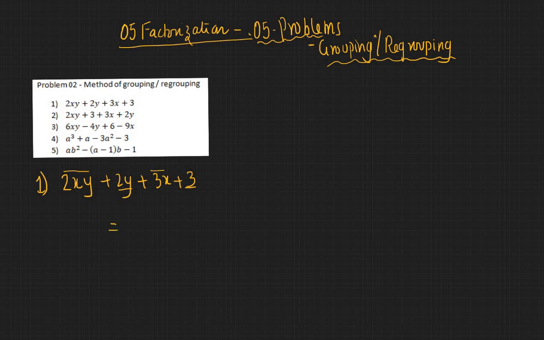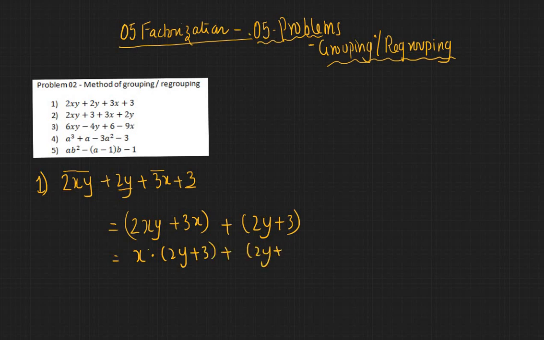So this is stage 1. You group some terms that can help you to regroup later: 2xy plus 3x, plus 2y plus 3. Or in other words, you can write it as x into 2y plus 3, plus 2y plus 3, and that is nothing but 1 into 2y plus 3. So you can take the 2y plus 3 out, and you have x plus 1. So that's how you do this.